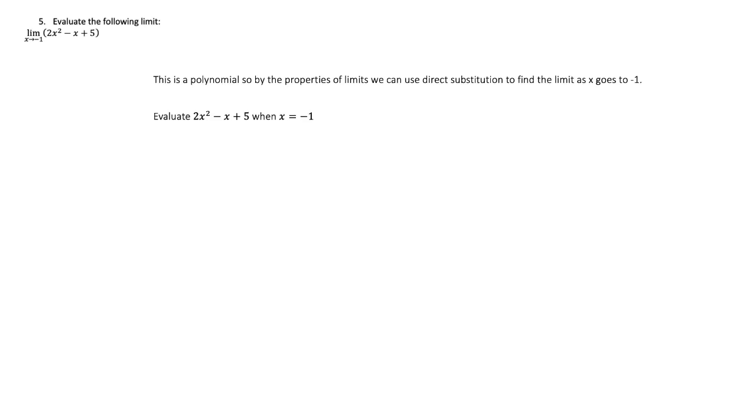Evaluate the following limit. The limit of 2x squared minus x plus 5 as x approaches -1. Because this is a polynomial, we can simply use direct substitution to find the limit. So we simply evaluate the polynomial when x is equal to -1, and in that case we see the value is 8.